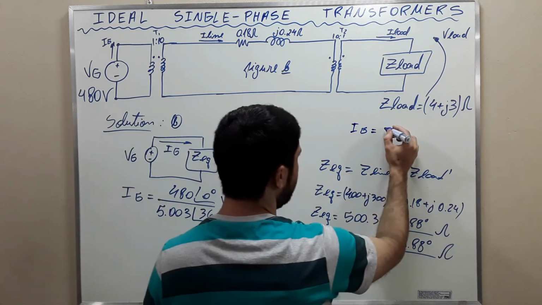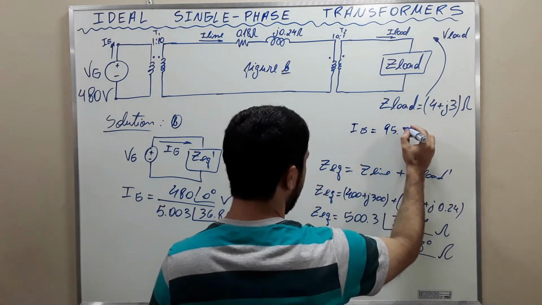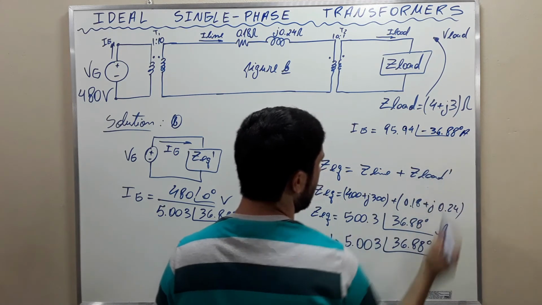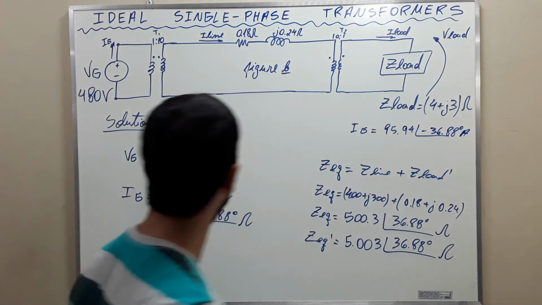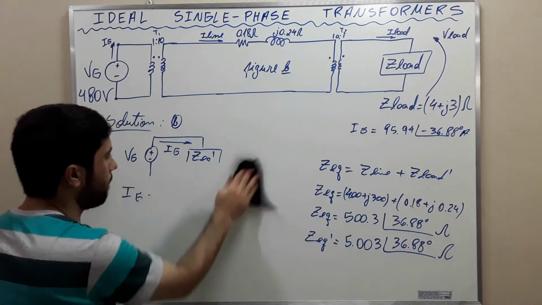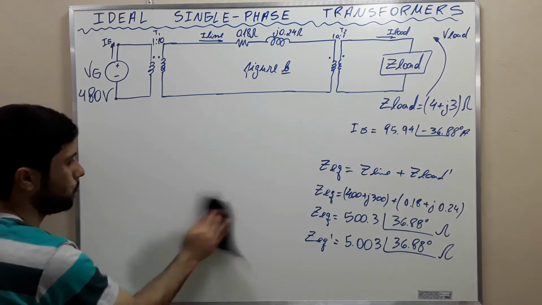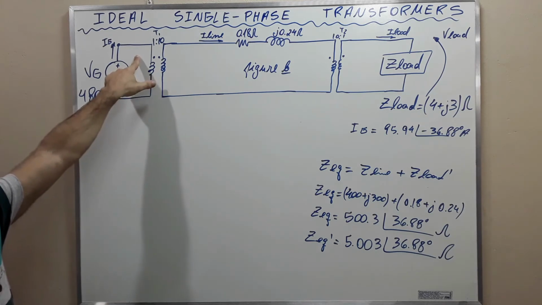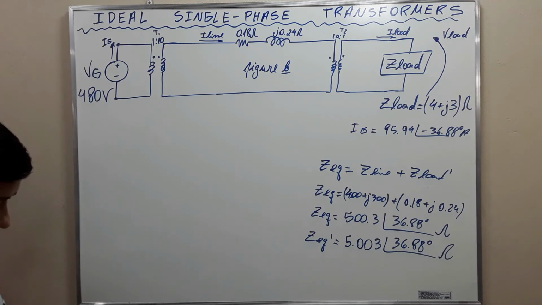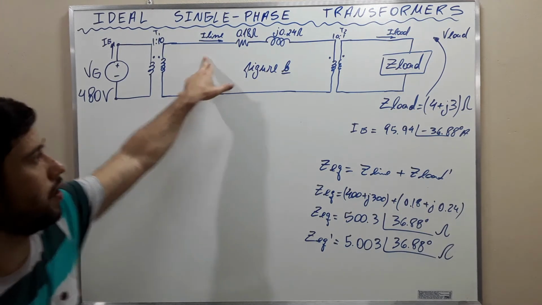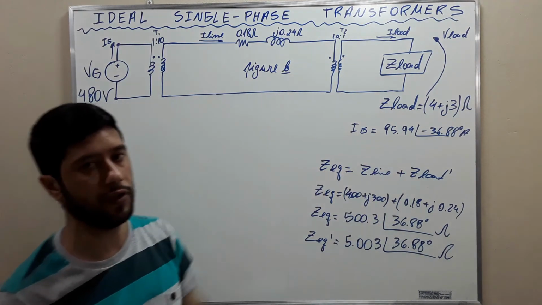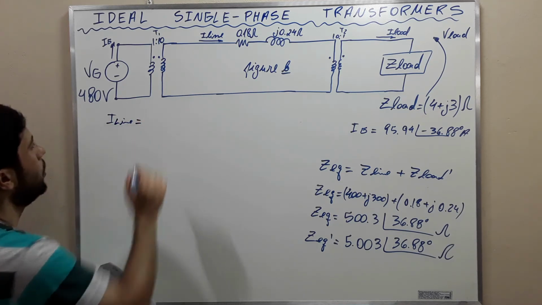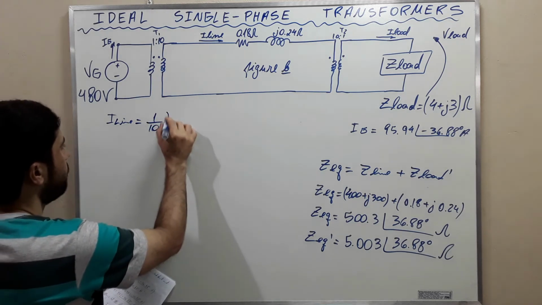And then we find that the current of the generator, I'm going to write it here, is 95.94 in the phase negative 36.88 degrees amperes. I'm going to erase here. This is the current that flows at the generator side. And now, to calculate this current and this current, we simply use the turns ratio of the transformers. I line will be equal to 1 over 10, okay?